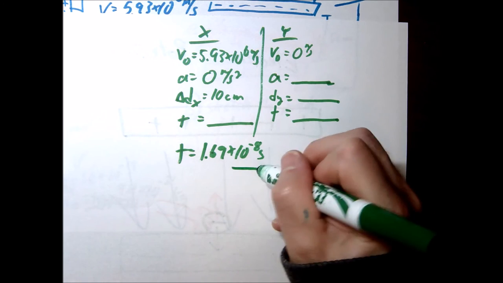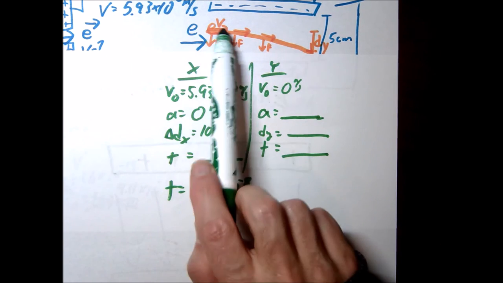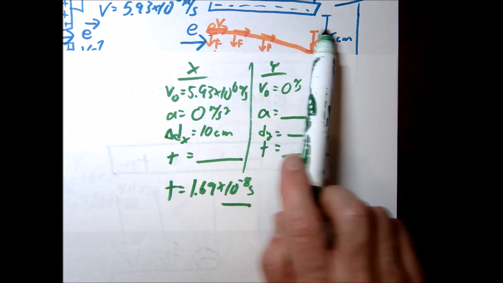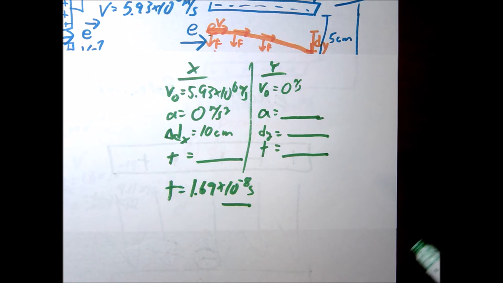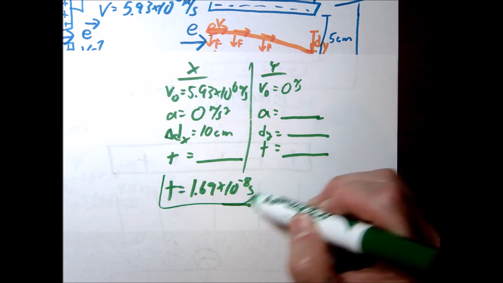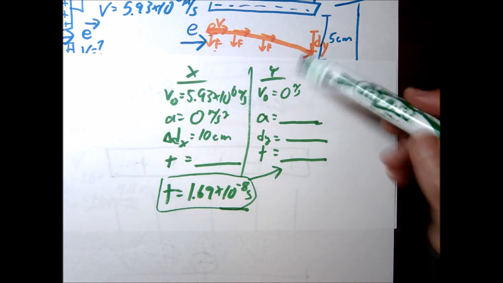Notice how small it is. This should make sense because look how fast this electron's moving. It's just looking for how long it takes it to move 10 centimeters, right? So it's going to be a very short period of time. So remember, this time is going to be the same as over here. All right, let's calculate the acceleration.